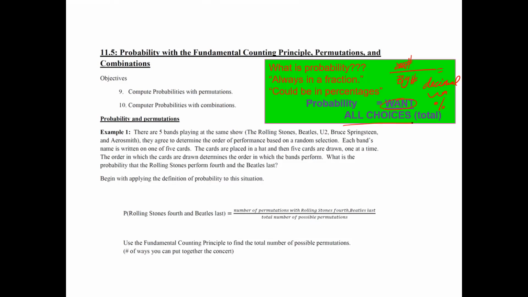And so in this first example, if you take a look at this, all of your choices of the 5 different bands will be 5 factorial. So if you think about it, what is the probability that the Rolling Stones will perform 4th and the Beatles last? Well, if you think about all the possible choices, it's going to be 5 factorial, which is 5 times 4 times 3 times 2 times 1. So grab your calculators, multiply that out. What do you have? You should have 120 different possibilities.